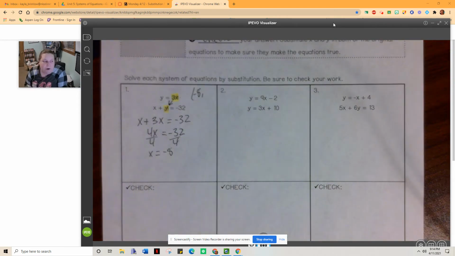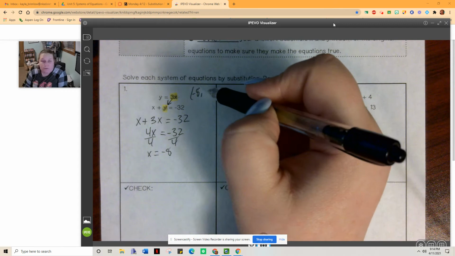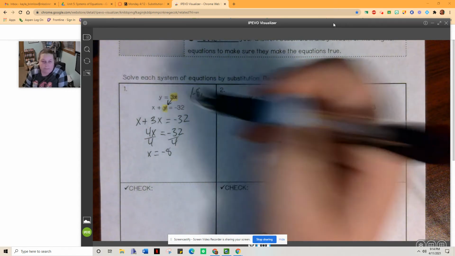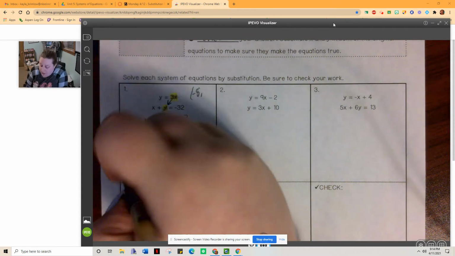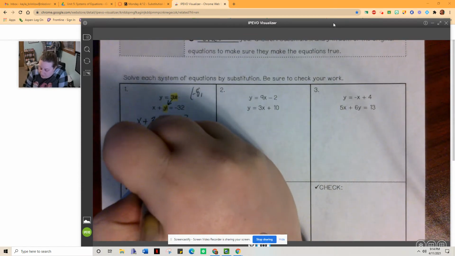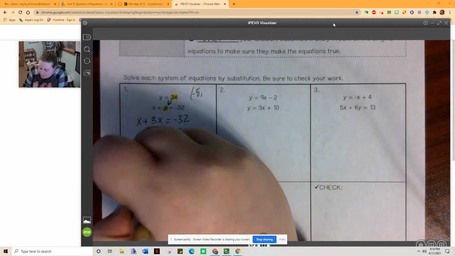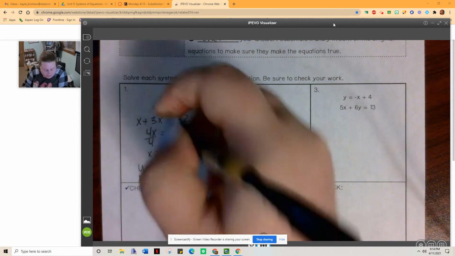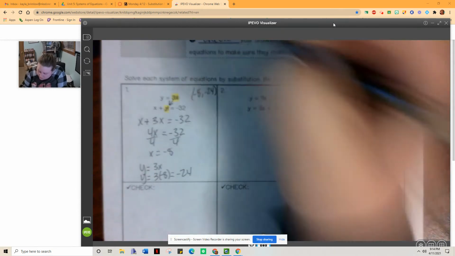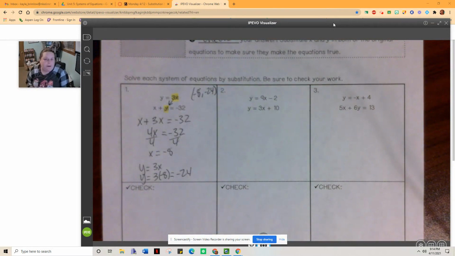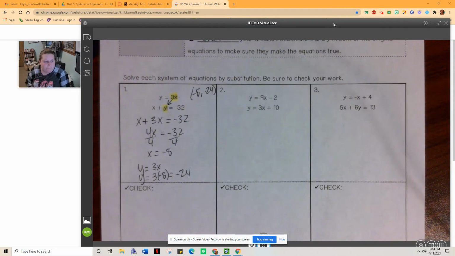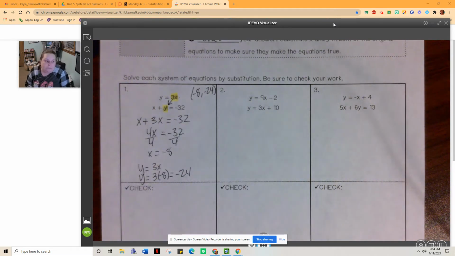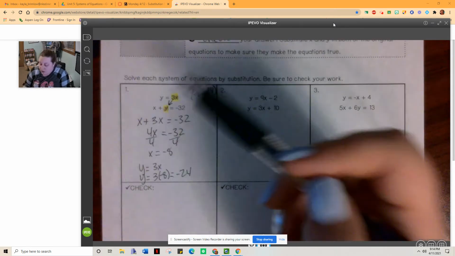Now, I need to find y. A lot of people on Friday were writing 3x, which is true. That's what they tell us it is variable-wise, but I want just a number. So if y equals 3 times x, that means y equals 3 times negative 8, which is negative 24, okay? So the ordered pair point of intersection for these two functions, I should say, is negative 8, negative 24 if I was to graph it.